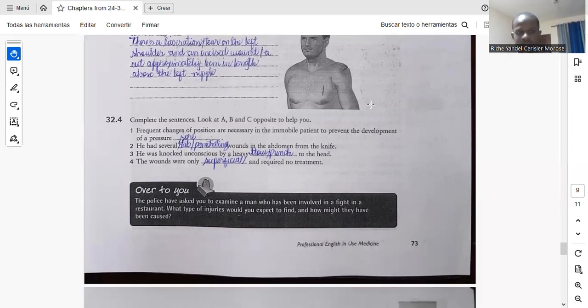Completing the sentence. Frequent change of position is necessary in the immobile patient to prevent the development of a pressure sore. He had several stab or penetrating wounds in the abdomen from the knife. He was knocked unconscious by a heavy punch to the head. The wounds were only superficial and required no treatment.